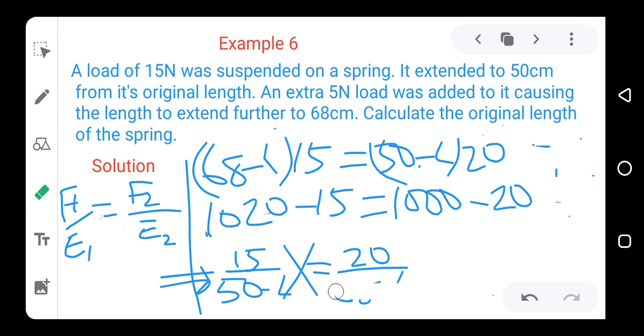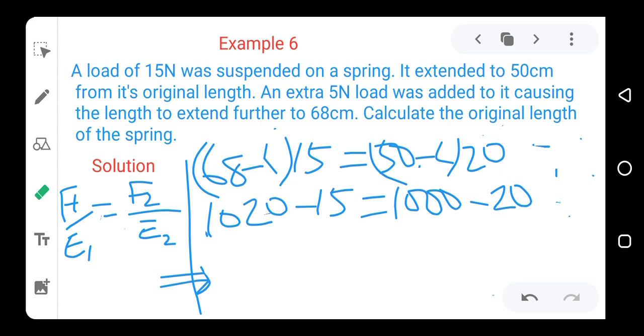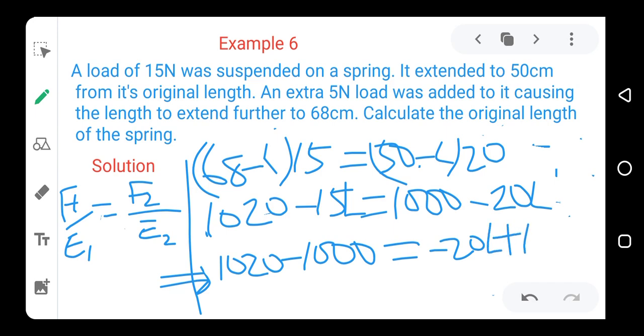Now we can collect like terms. If we collect like terms, we have 1020 minus 1000, that is the ones without L, they will be together, is equal to minus 20L plus 15L. Now this gives us that 1020 minus 1000 gives us 20. This is equal to minus 20 plus 15, which gives us minus 5L.